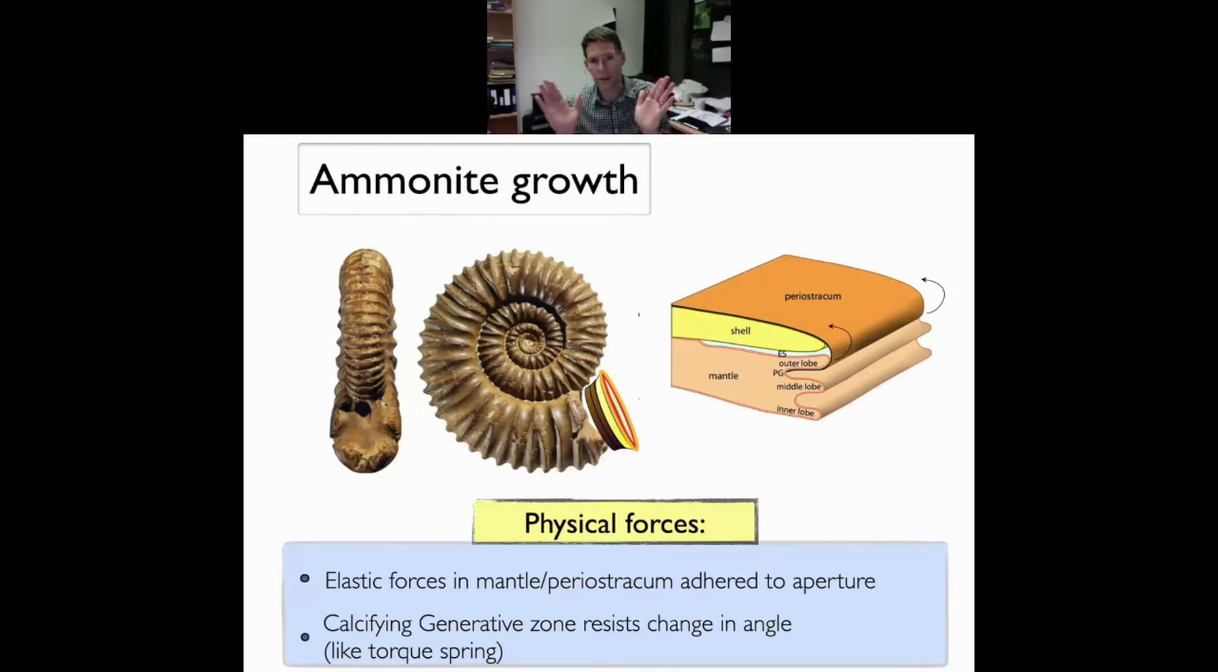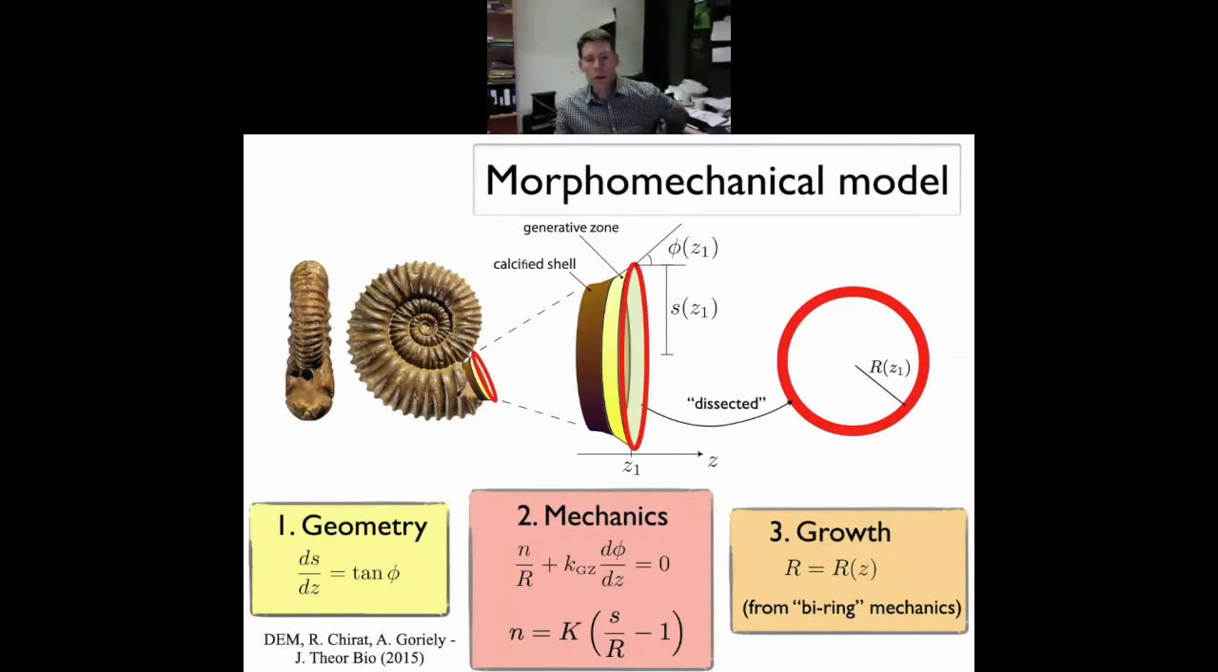because this generative zone is itself made of material that has a resistance to change. So we built a very simple mechanical model of this process. And now, whereas in the previous model, I was kind of thinking of the entire body of the ammonite, the mollusk inside the shell, in this case, I'm going to ignore that. I'm only going to focus on the mechanics of the mantle edge where the actual secretion is taking place.